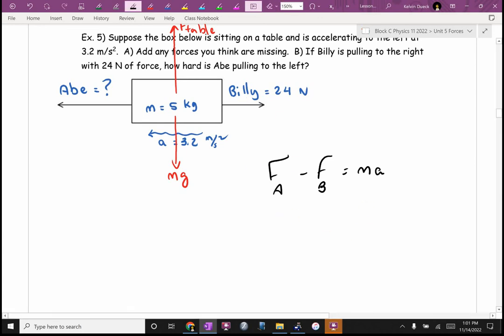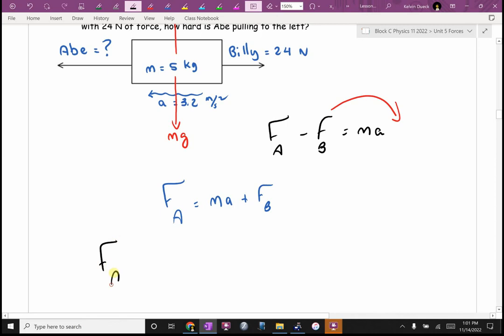So I want to get the FA by itself. Okay, everyone, how would I get the FA by itself? How will I move the FB over? This is why I did so much formula manipulation, because I can't come up with every equation in this unit. You're going to have to rewrite stuff. I agree with you. I'm going to plus this over to that side, and I'll get FA equals MA plus F Billy. It's going to be M, 5, times A, 3.2, plus 24. I did this in my head because 5 times 3.2 is 16. 16 plus 24. I think it's going to work out to 40 dead even.